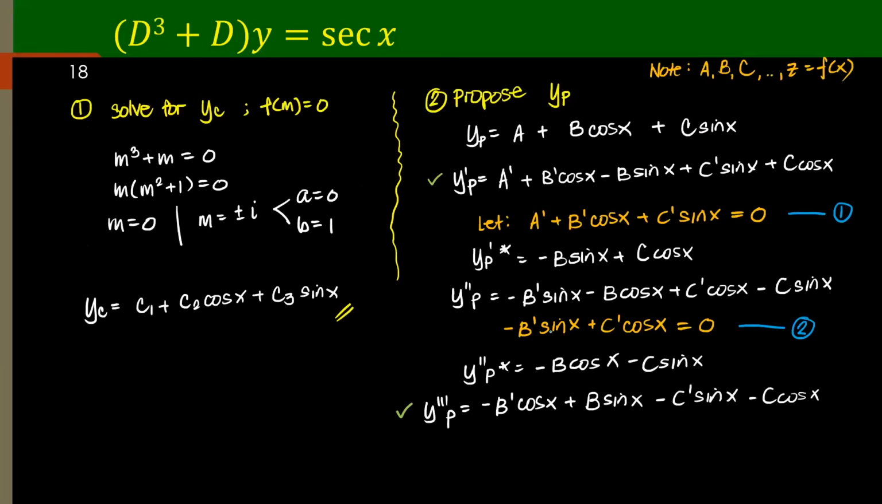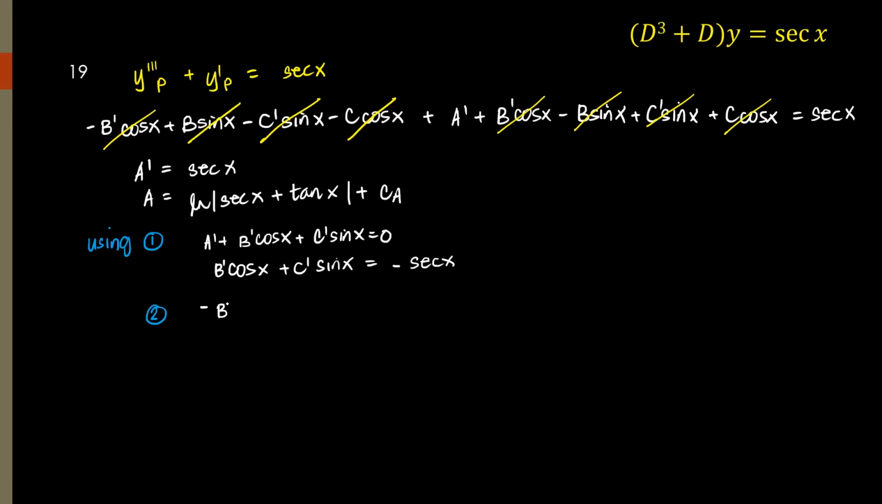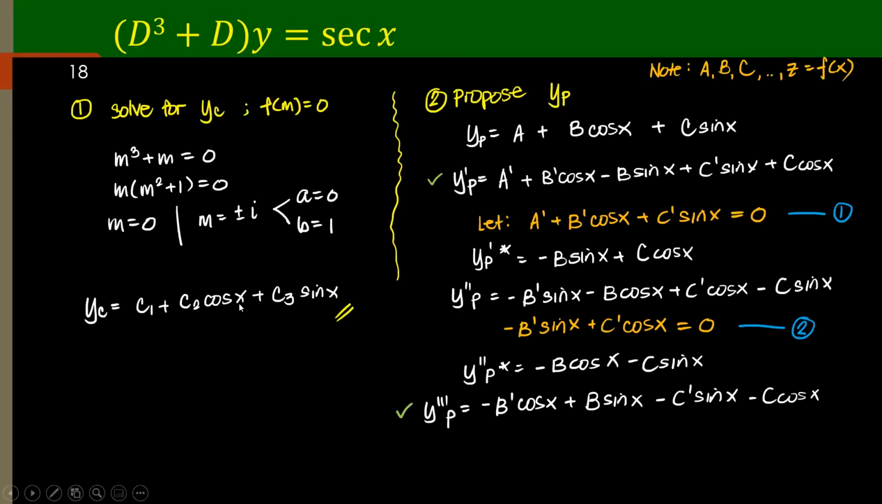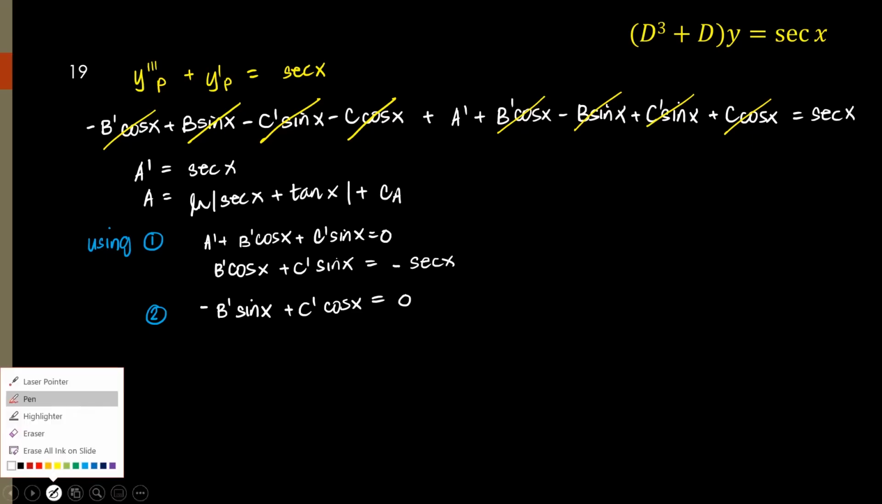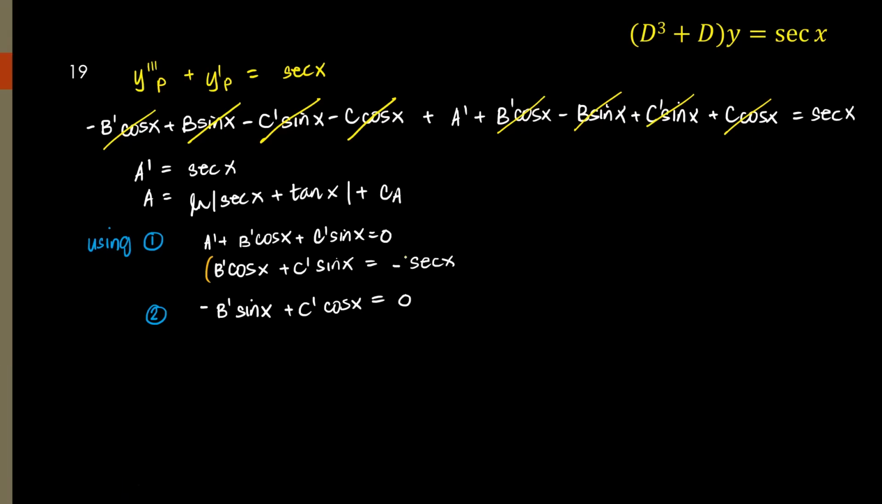And then take note that we have equation number 2. Our equation number 2 is negative b prime sine x plus c prime cosine of x is equal to 0. So guys, look at this. In here, what would you want to cancel out? Me, I'd cancel the b prime because the b prime has different signs already. But I need to multiply this by the whole thing. I need to multiply this by sine of x. I need to multiply the whole thing by cosine of x.